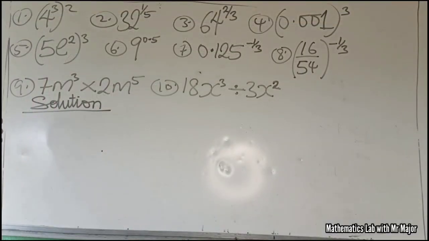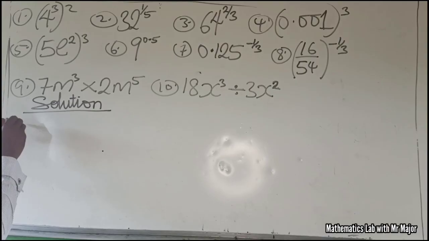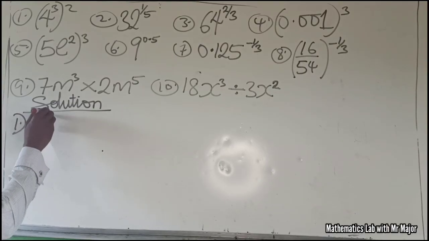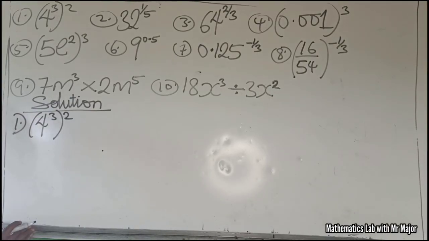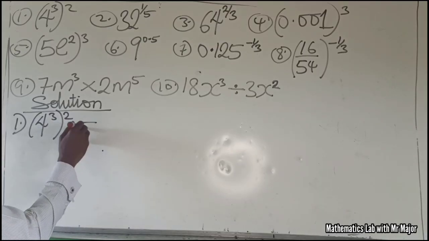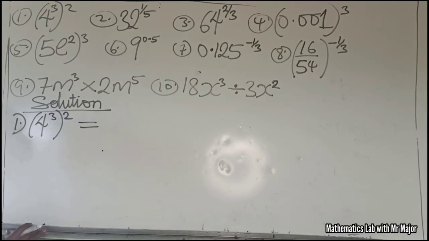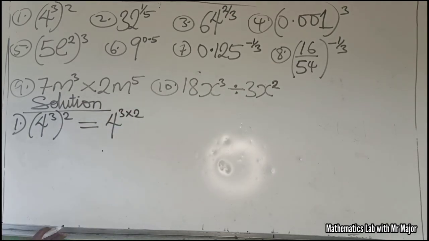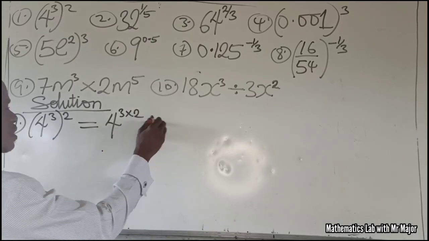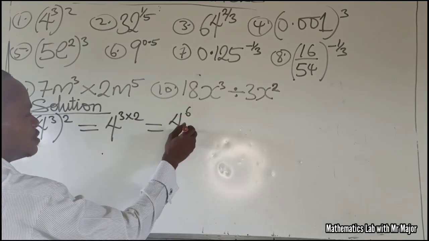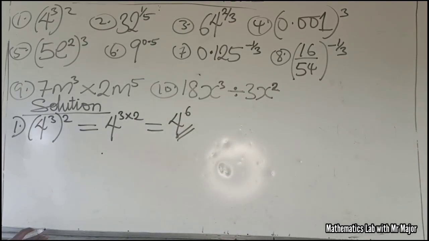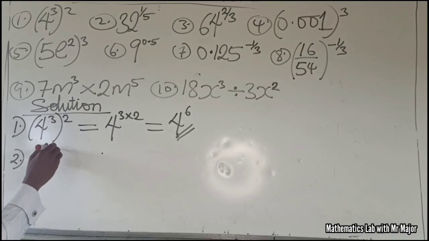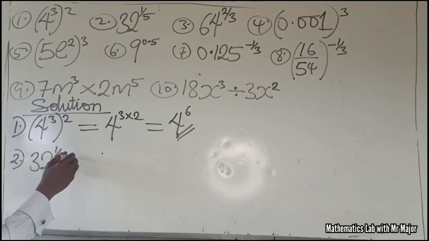Now, let us look at this question on the board. The first one here is 4 raised to the power 3 and then raised to the power of 2. By the power law, this will multiply this. So that means we have 4 raised to power 3 times 2. 3 times 2 is 6. That means our answer is 4 raised to power 6. That is the answer. Then for the second one, we have 32 raised to the power of 1 over 5.